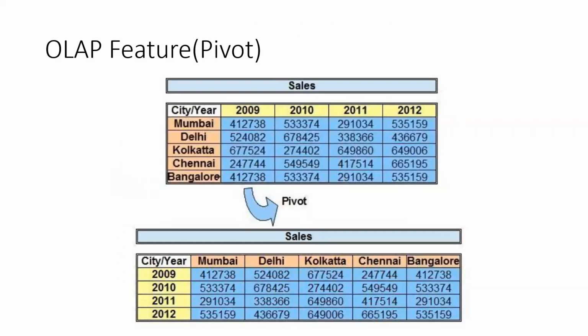Okay. Here is another data representation, the pivot. You can see it's just like a transpose of that matrix from here to here. What we are doing is transposing rows to columns and columns to rows. It's a pivot operation. It's one kind of feature available in visualization as well. It's an OLAP feature.